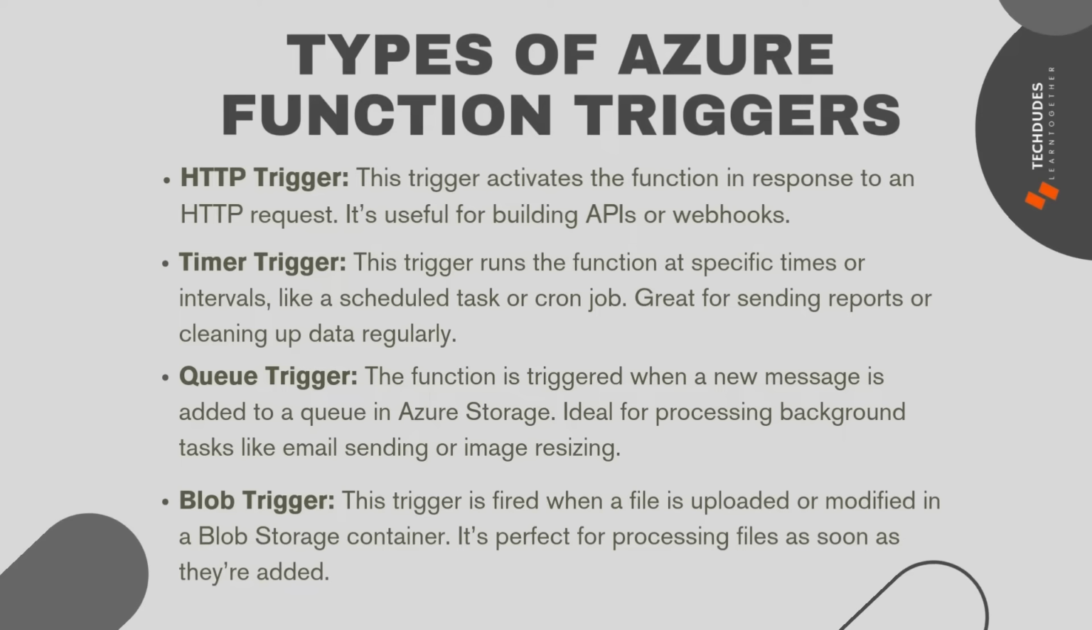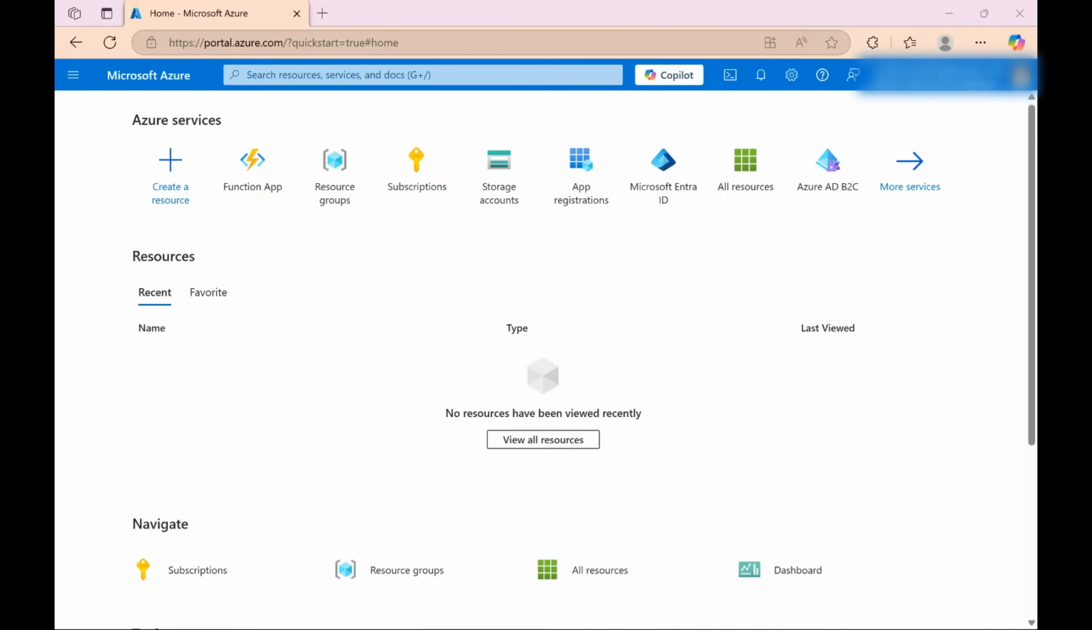Now that we have covered the basics of Azure Functions, let's dive into the practical part. In this section, I will show you how to create an Azure Function app in Visual Studio, deploy it to Azure, and verify it in the Azure portal. Before that, let's create an Azure Function app in the Azure portal. Log into the Azure portal and search for Function app.